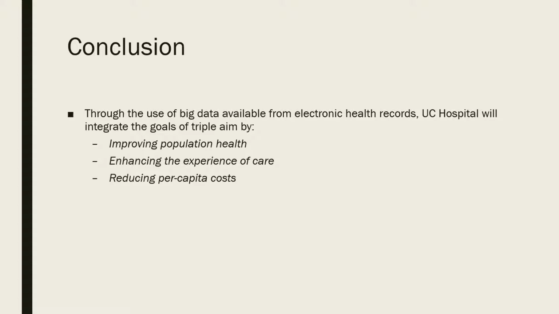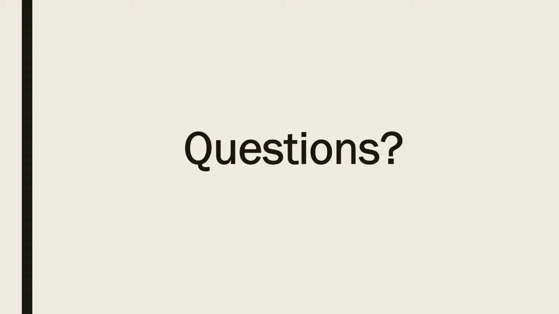So in conclusion, through the use of big data, or data within the electronic health record, UC Hospital will be able to integrate the goals of the Triple Aim by improving population health, enhancing the experience of care, and reducing per capita costs. So now I will leave time for questions that you may have.